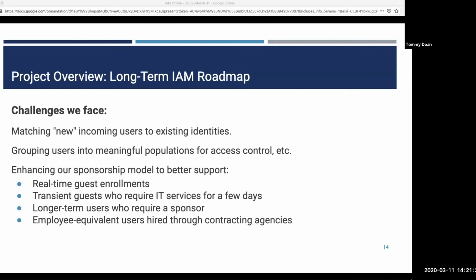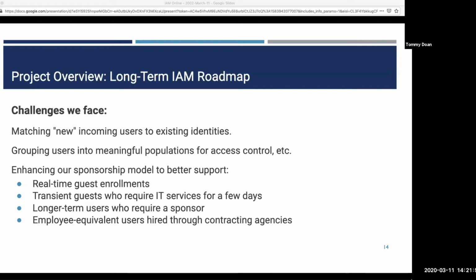Also, we need the ability to group our populations, our users, into meaningful populations, and that will be for access control, for provisioning services, for joining listservs, all types of provisioning targets. And the other challenge that we foresee is that we definitely want to enhance our sponsorship model and do a better job at doing real-time enrollments for certain types of guests.